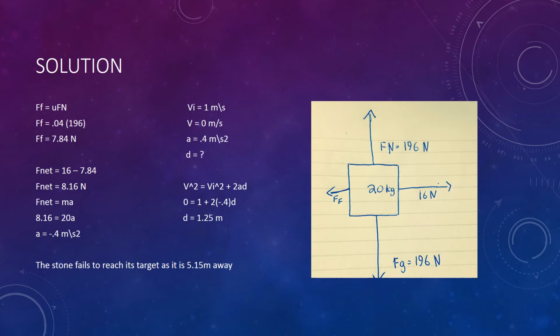decelerating. To find out the distance of this stone, we need to use the equation v squared equals vi squared plus 2ad. We sub in the numbers as v is 0, vi is 1, and a is negative 0.4. We find out that the distance is 1.25 meters. Thus, we can say that the stone fails to reach its target as it is 5.15 meters away.